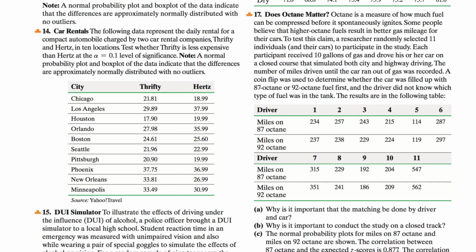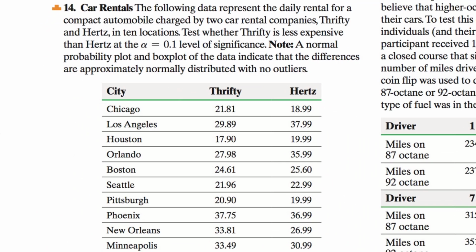In this video, we're going to use the problem you can see in front of you on the screen right here, number 14, which is titled Car Rentals. It says the following data represent the daily rental for a compact automobile charged by two car rental companies, Thrifty and Hertz, in 10 locations. Test whether Thrifty is less expensive than Hertz at the alpha equals 0.1 level of significance. And then they add a note there.